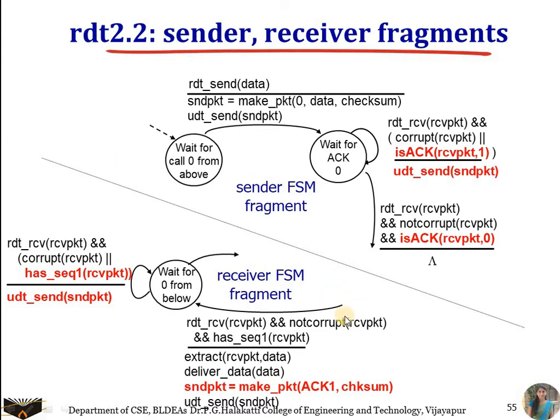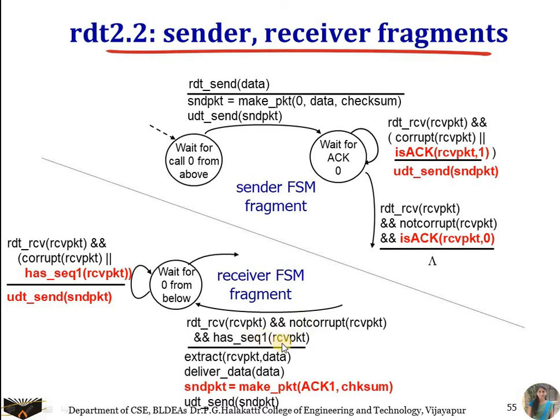That is, it has already received the packet with the sequence number as 1. Whenever the receiver has received the packet with the sequence number as 1, it's going to send the acknowledgement. So before sending the acknowledgement, you can see here RDT receive packet, and it is a non-corrupt packet and it has the sequence number as 1.